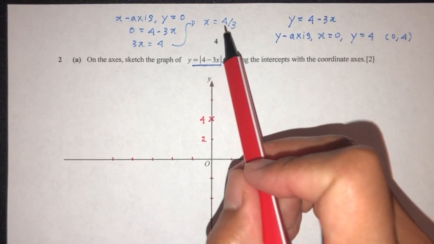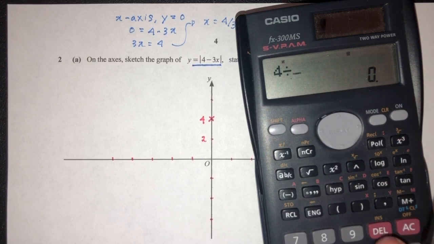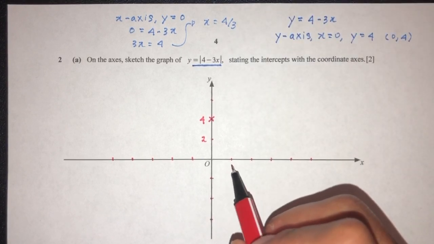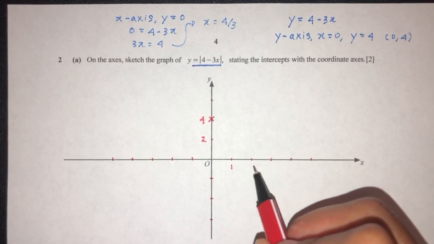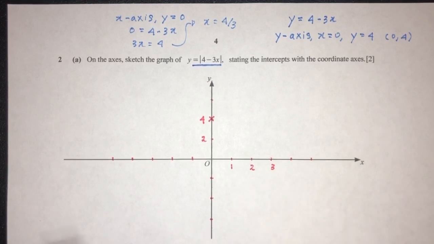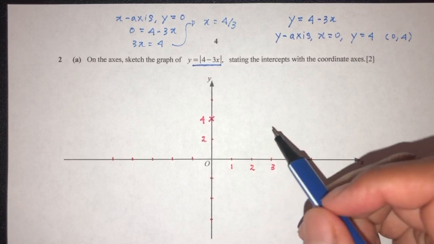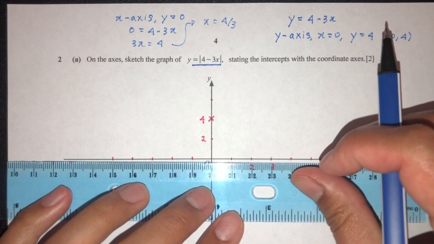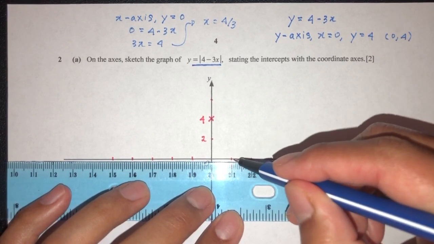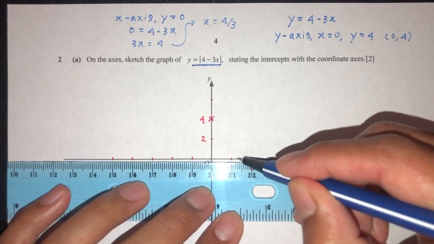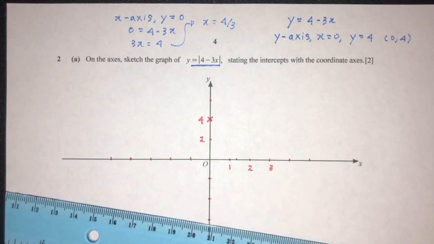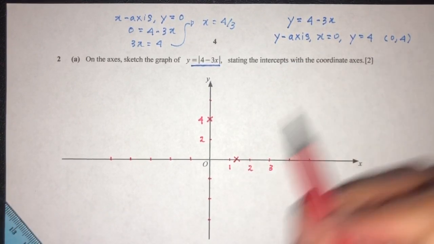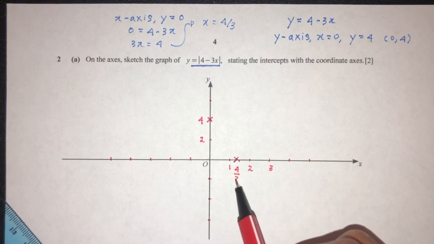And this point will be 4/3, which is what? 4 divided by 3 will be 1.33 something. So let's have 1 here, 2 here, 3, and so on. So 1.3 something will be somewhere over here. Let's check. That will be approximately 1.2, 1.3, somewhere over here. So that's the other point on the x-axis. So we have to show this is the value 4/3.